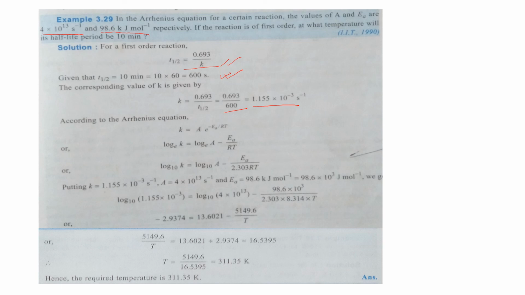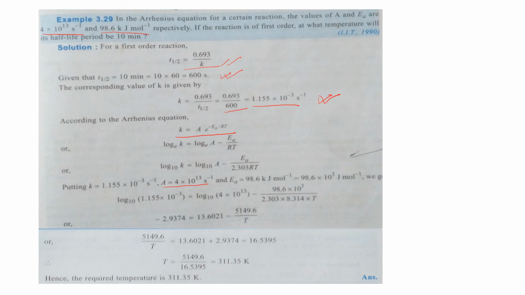Now according to the Arrhenius equation, K is equal to A e^(−Ea/RT). Taking the logarithm, ln K equals ln A minus Ea/RT. Now take log10: log10 K = log10 A − Ea/(2.303 RT). The value of K we are getting from here, and A is given as 4 × 10^13 s⁻¹. So we are getting the value of A also, it is given in the question.